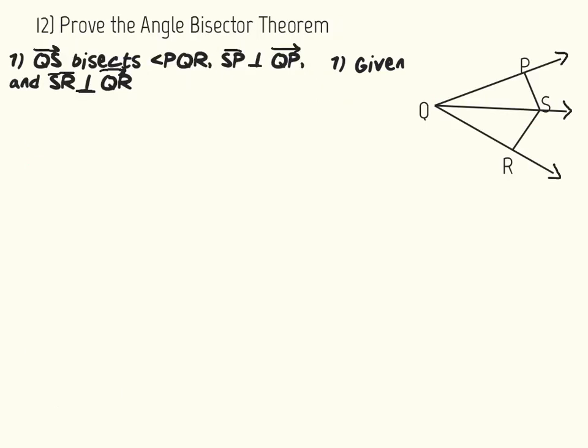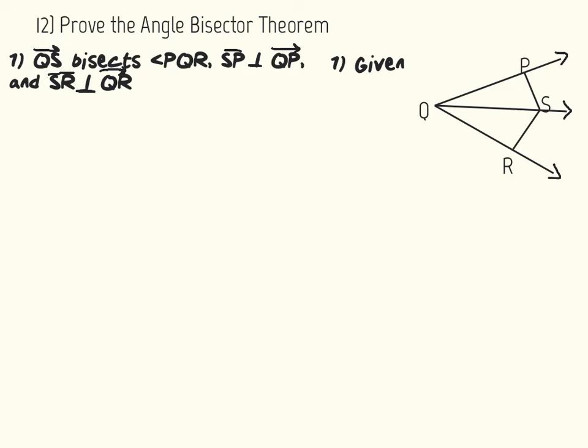Number 12, prove the angle bisector theorem. So the angle bisector theorem says that if ray QS bisects angle PQR, and we know that segment SP is perpendicular to ray QP, and also segment SR is perpendicular to ray QR. We know all of those things, and what we are trying to prove is that PS is the same length as RS.